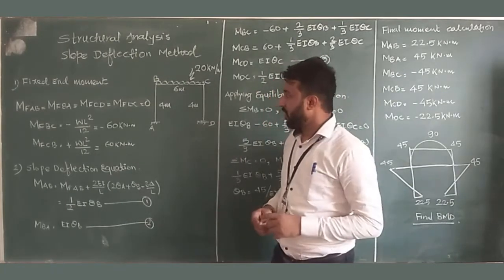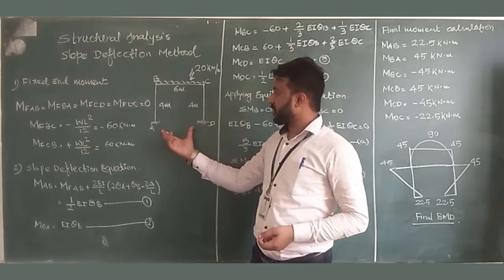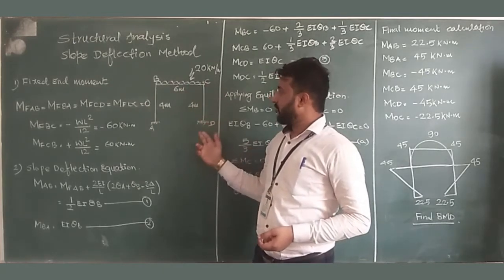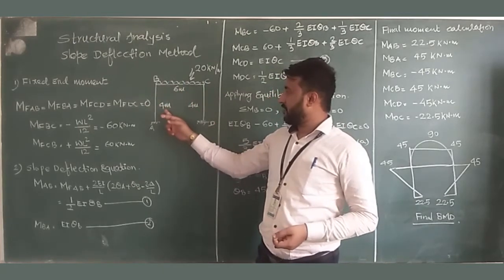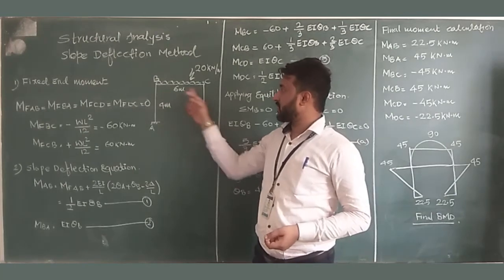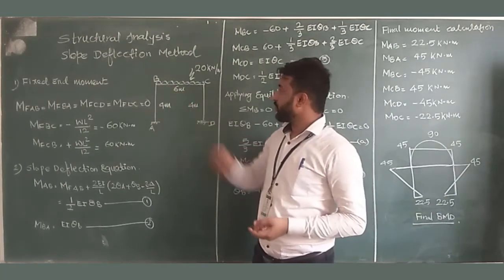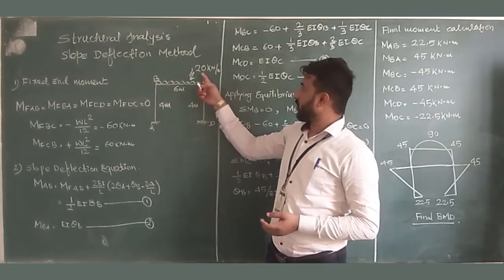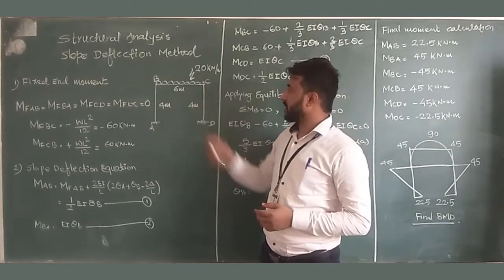Okay, so the frame is given to us as A, B, C, D, where AB and CD have 4 meter length and BC has 6 meter length, over which a UDL of 20 kN per meter is subjected.